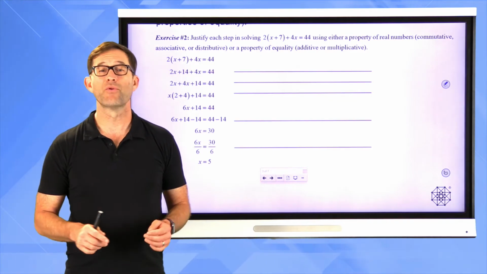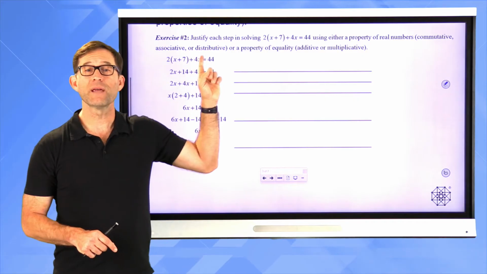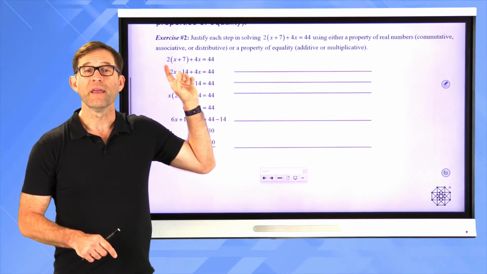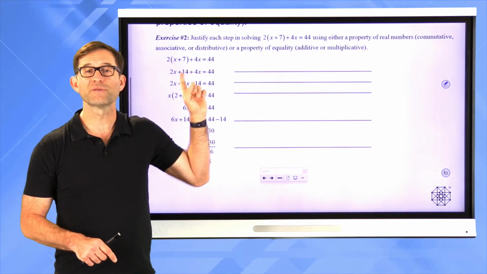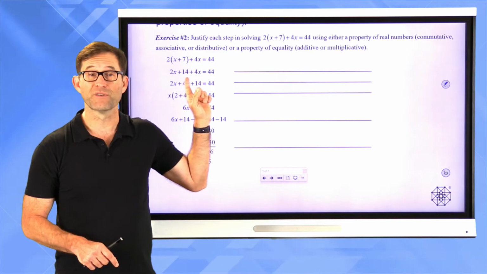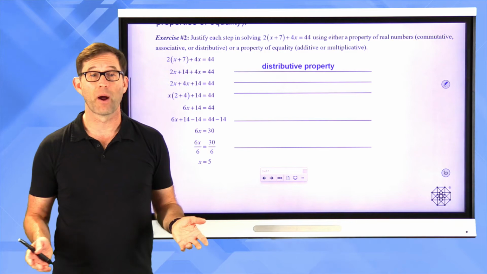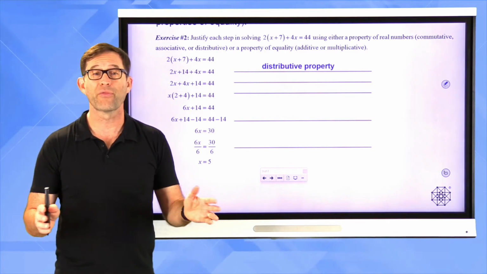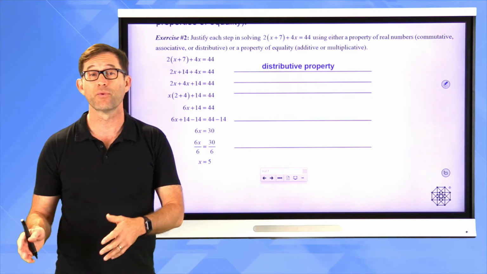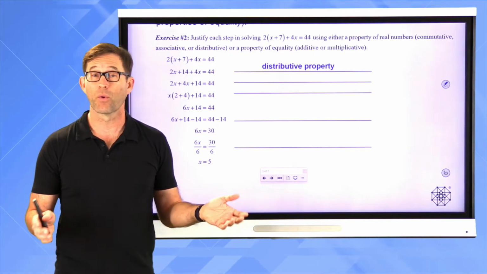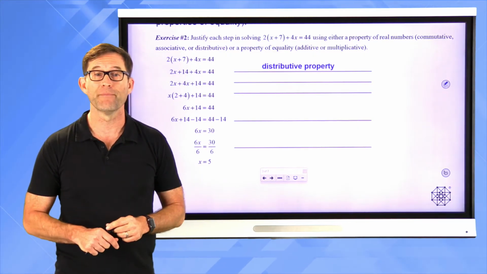All right, let's go through it. So, from the first step to the second step, what we see is that the 2 has been multiplied through this parentheses to get 2x plus 14. That's probably one of the easiest ones to see. That is the distributive property, right? Whenever we multiply through a parentheses or divide through a parentheses by a constant or a variable, it's the distributive property.